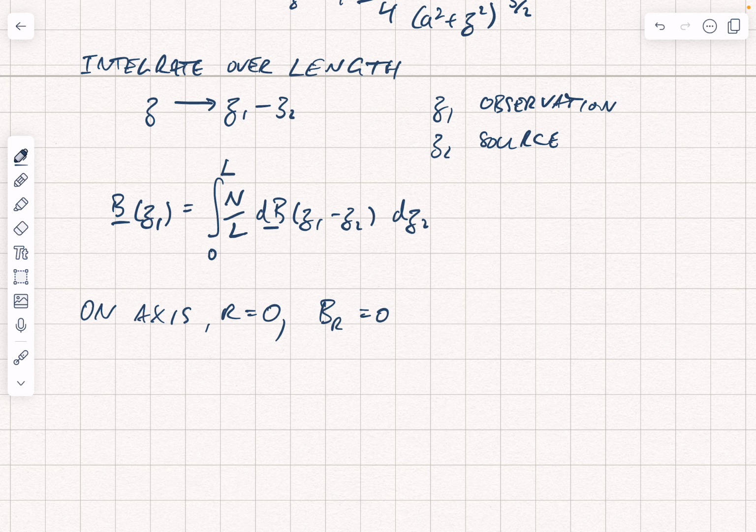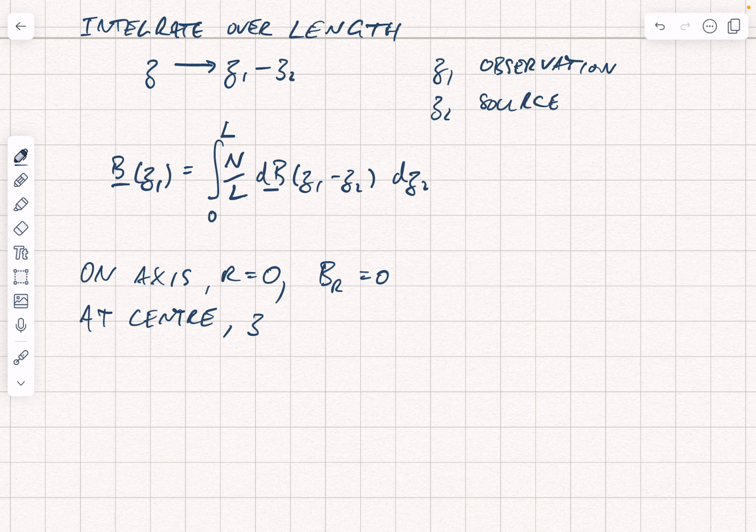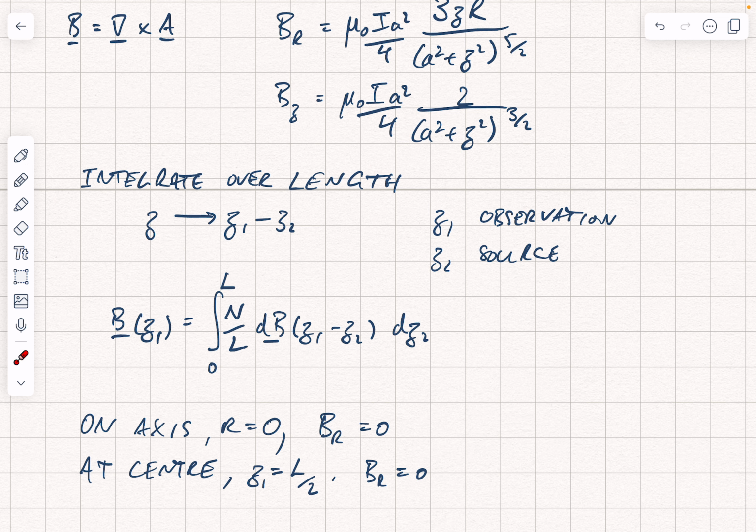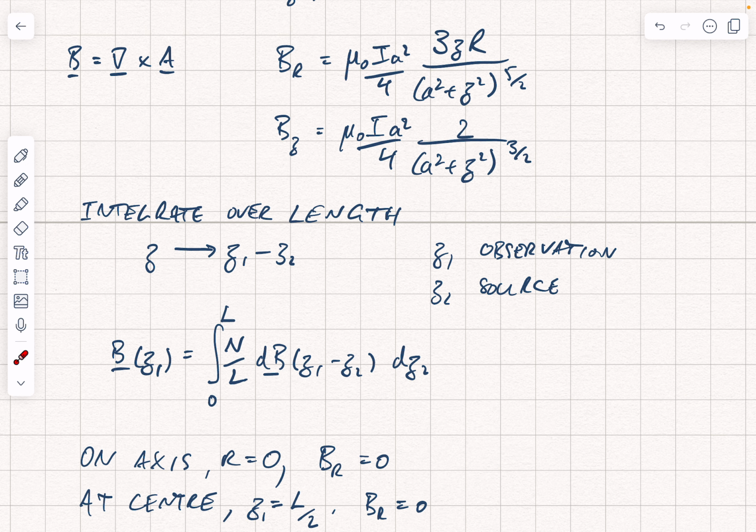If we're at the centre, and we'll see this in a minute, so at the centre what we mean is where Z is equal to L over 2. That's going to be Z1, so we're level with the centre. Then again, BR must equal 0. You can see that because the integral for BR is odd, and therefore the integral of an odd integral between even limits is always 0.